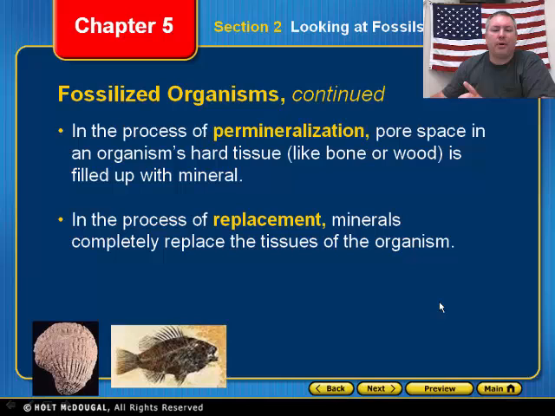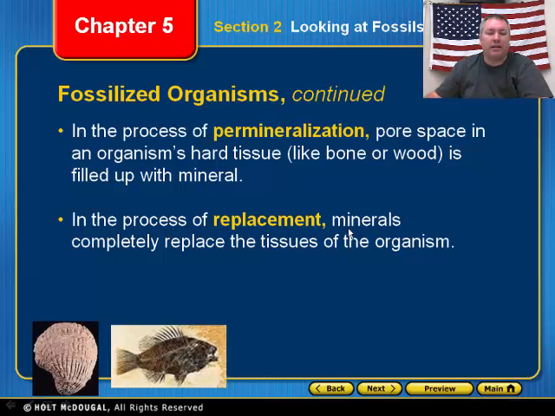Okay, when we talk about permineralization, that is when a pore space in the organism's hard tissue, like bone or wood, is filled with mineral. In other words, all of our bones have pore spaces, little tiny holes in them. Those little tiny holes are filled with some type of mineral, like a rock type mineral. And then when that hardens, it ends up taking the shape of that organism that was there.